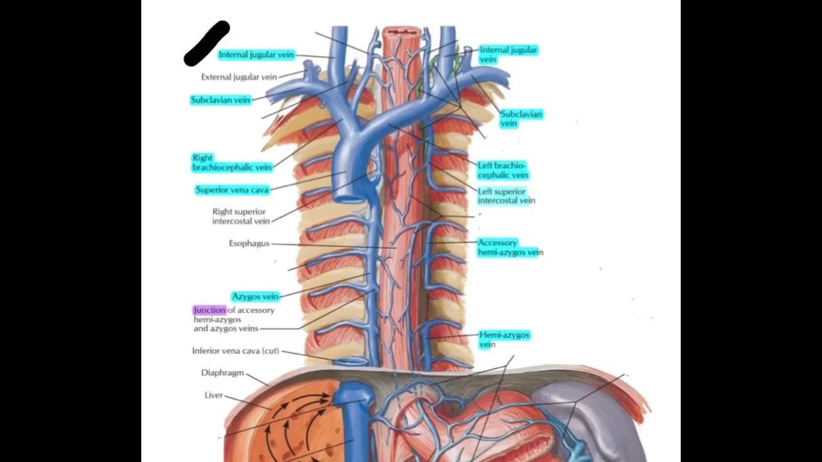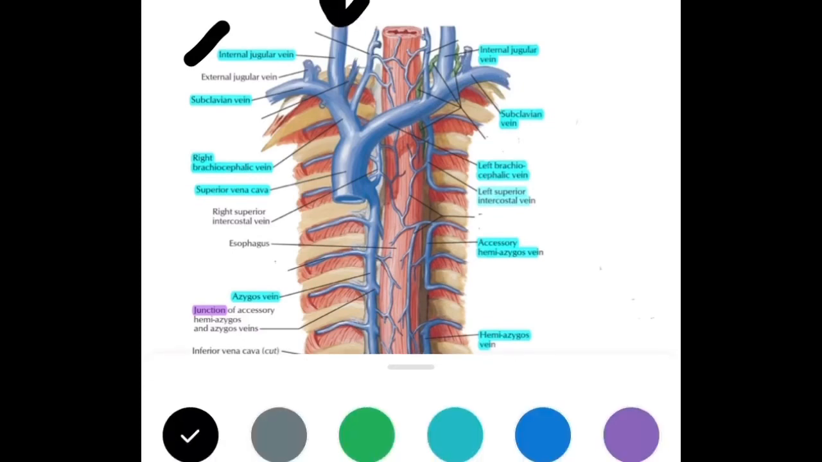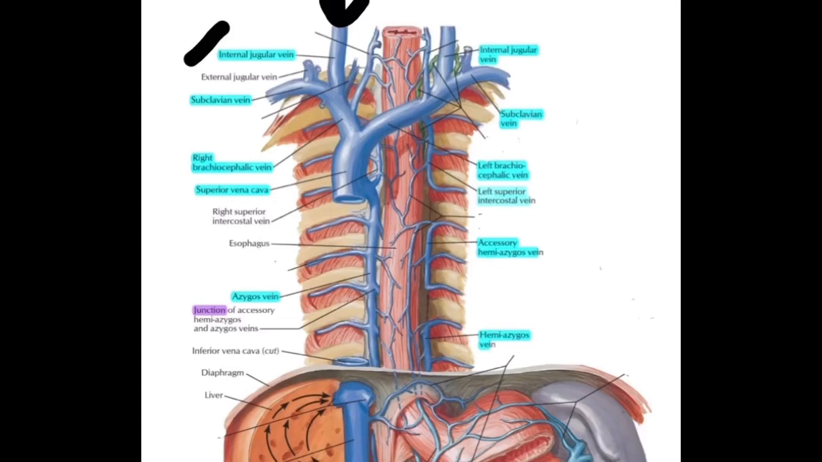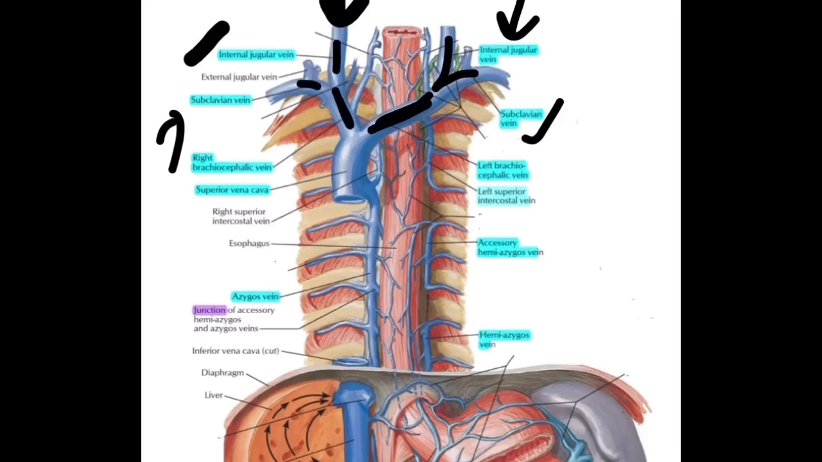Here you can see, as it is marked, this is the internal jugular vein, and this is the right subclavian vein, this is the left subclavian vein, this is the left internal jugular vein. Okay, now they are both combining to form the left brachiocephalic, and here these both are combining to form the right brachiocephalic, and both the brachiocephalics are forming the superior vena cava, which is right over here.